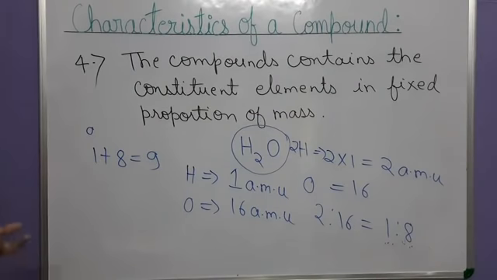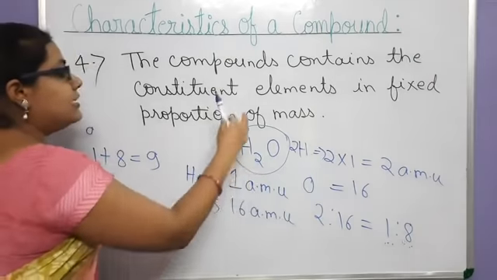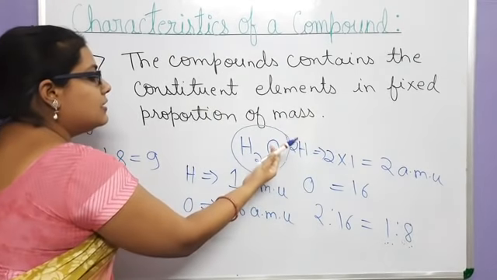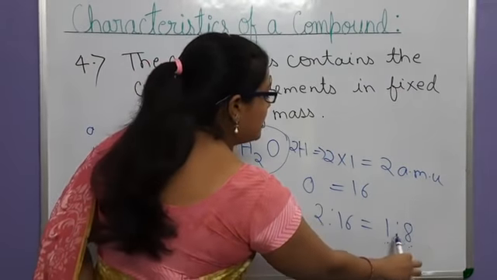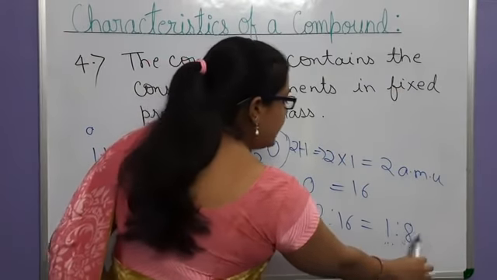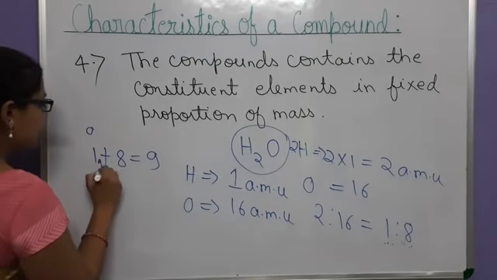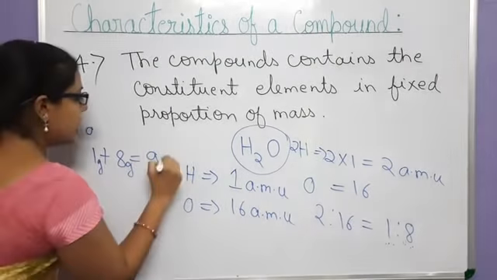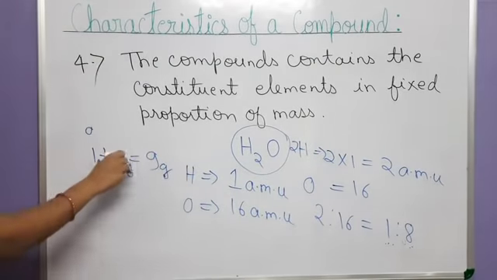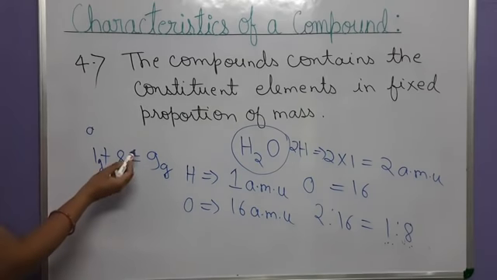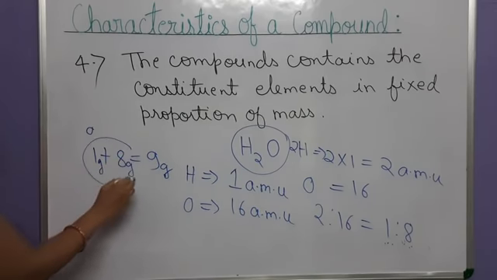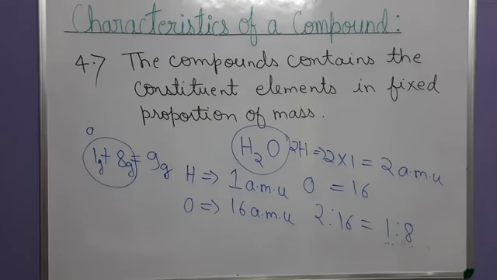Why am I doing so? I am asking, every 9 grams of water will contain how many grams of hydrogen and oxygen? The answer will be 1 gram and 8 grams. When you add 1 gram and 8 grams, the answer is 9 grams. And from where have I come to this conclusion? From the law of conservation of mass. From the law of conservation of mass, we can say that the mass of the reactants will always be equal to the mass of the products. So this was all about it.